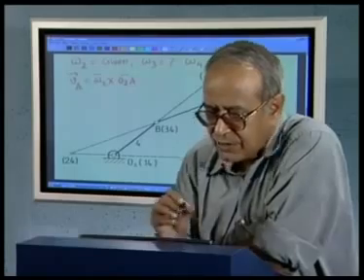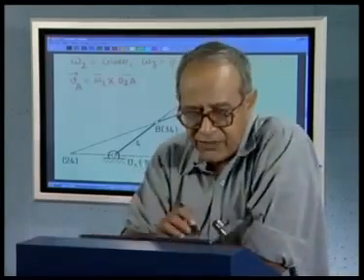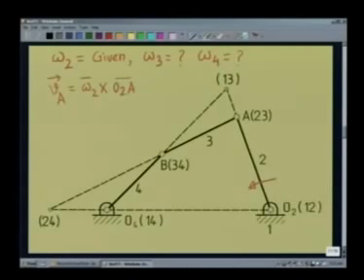Since omega 2 is given and O2A is known, I can find the velocity vector VA from the input angular velocity. Now, A happens to be the relative instantaneous center 2, 3. That means, if I consider this point A to be a point on link 2, whatever its velocity, if I consider it to be a point on link 3, then it will have the same velocity.